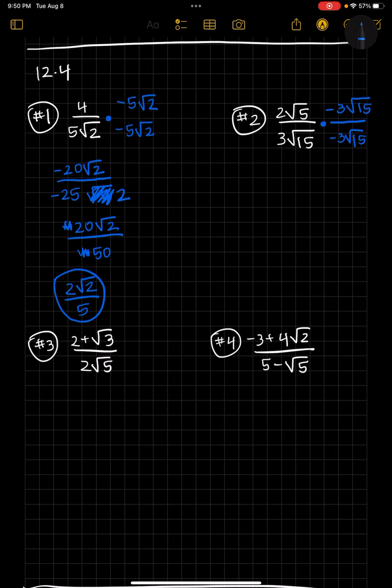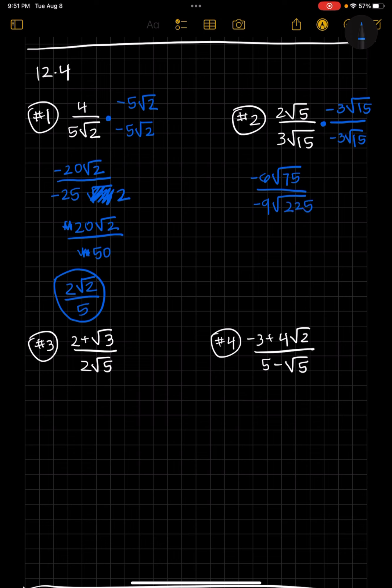So just make sure that you always change the sign on the root portion. So on the top, when we multiply, we're going to end up with 2 times negative 3 gives me negative 6 root 5 times 15 is 75. Then on the bottom, we have 3 times negative 3, which gives me negative 9. Root 15 times 15 is 225.